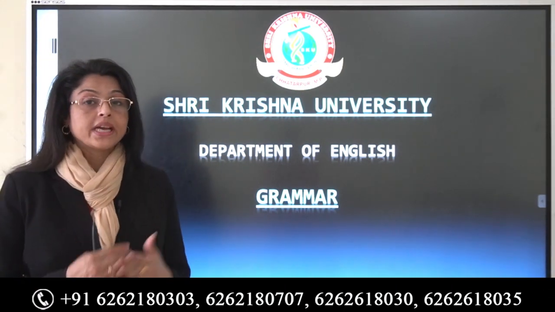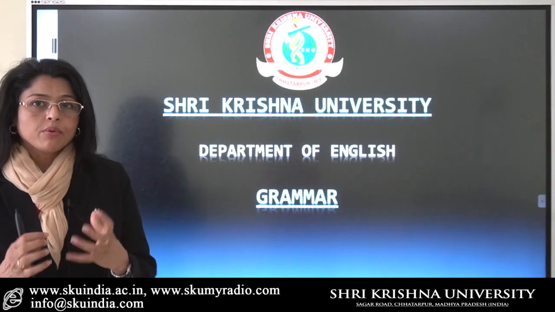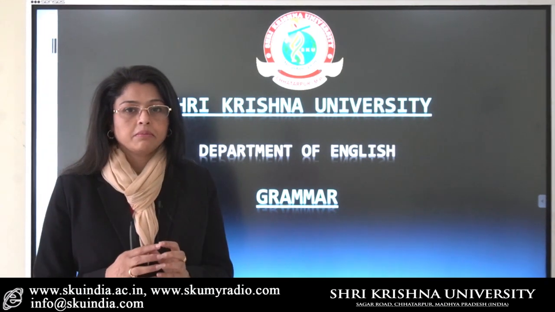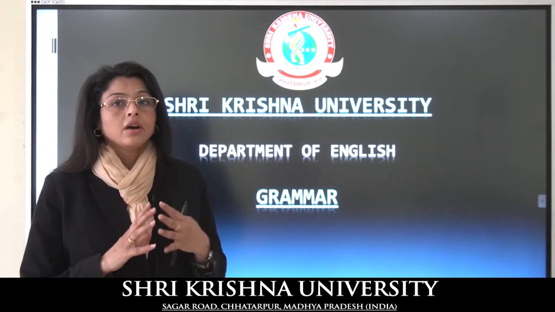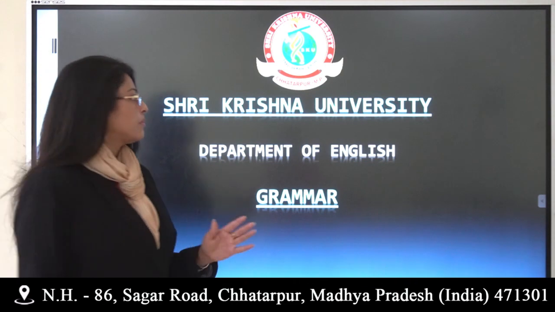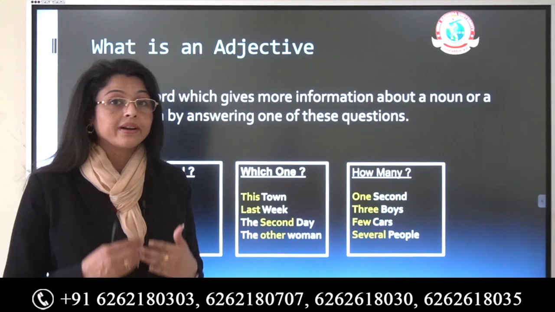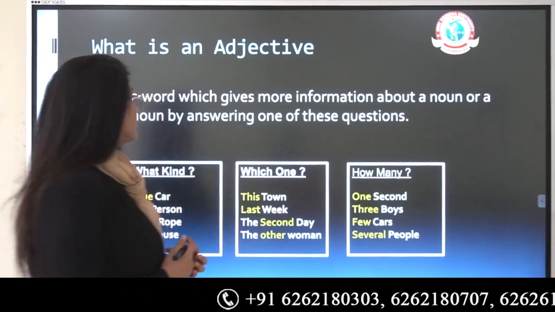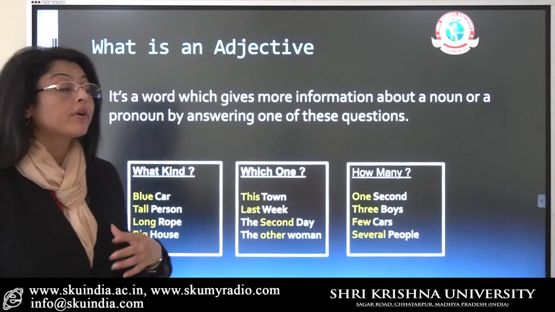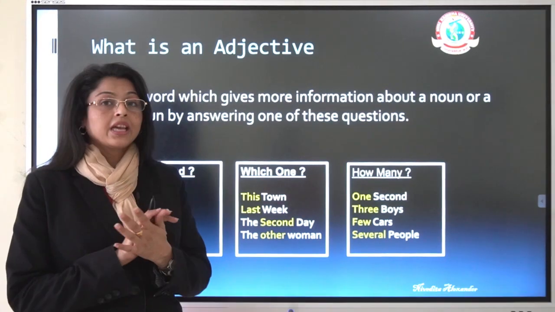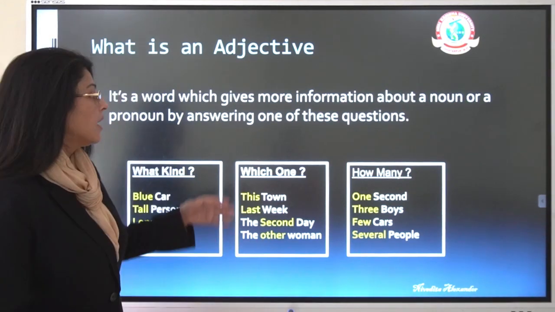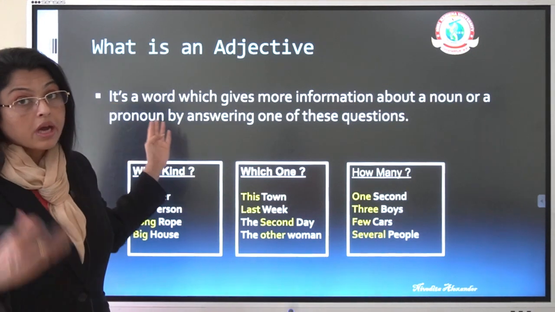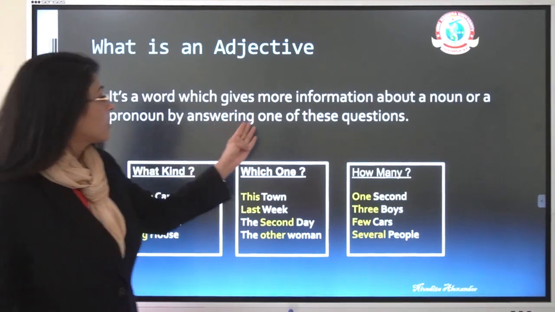Now let's understand what adjectives are. Whenever anything shows the quality of the noun, of the place, of the thing, that is called an adjective. Let's first see the definition of adjective, and then we will understand exactly what they are and how you can identify them. The definition is: it is a word which gives more information about a noun or a pronoun, by answering one of these questions.